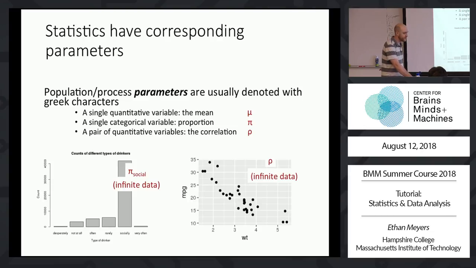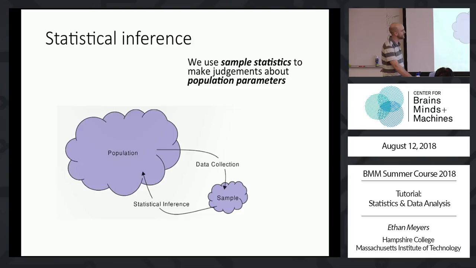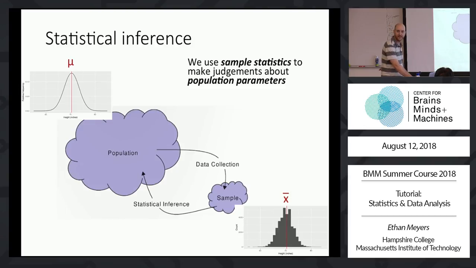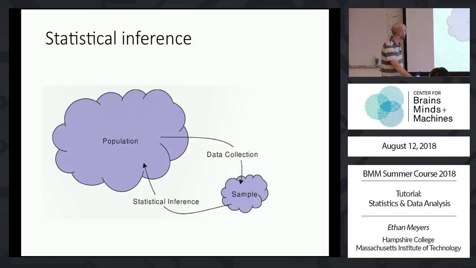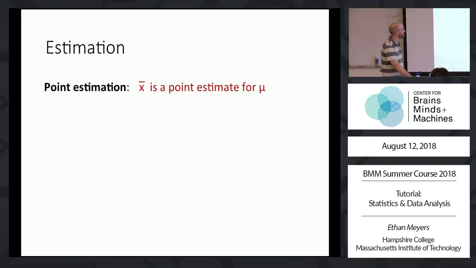Okay, so the name of the game with statistical inference is we use the sample statistics to make judgments about the population parameters. So X bar is an estimate of mu. Right. And again, to belabor the point, there's Plato with his Greek symbols, and there's our shadows, right? And when we have a single statistic that's an estimate of a parameter, it's called a point estimate.